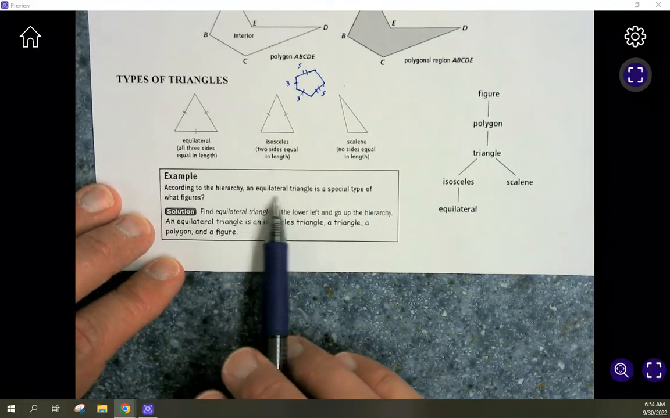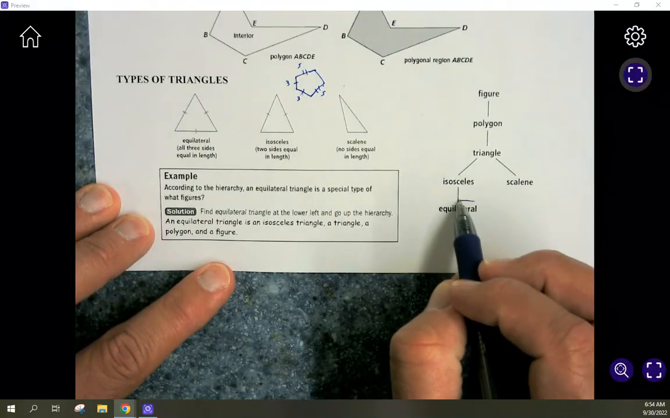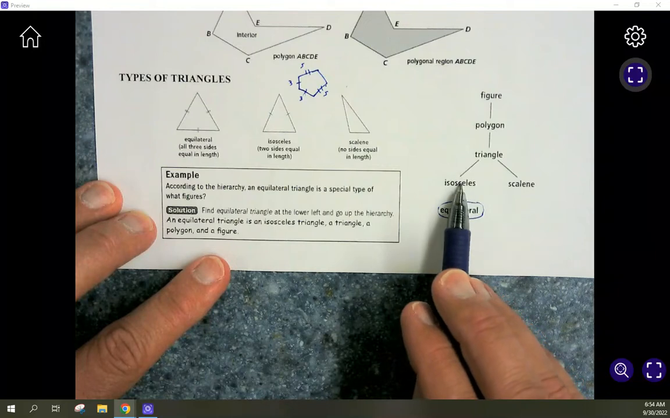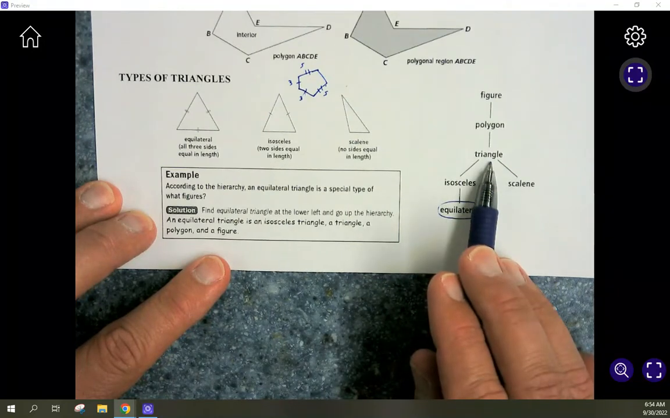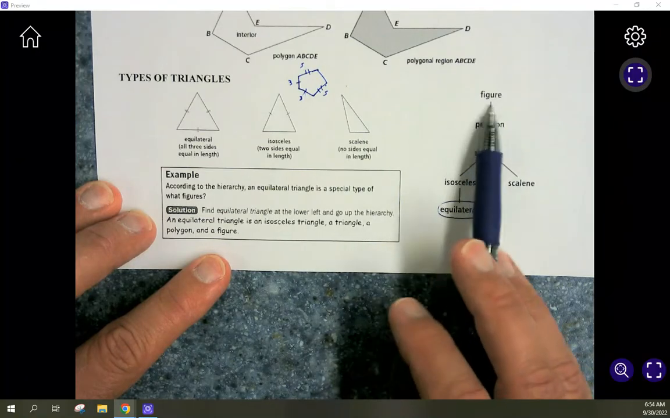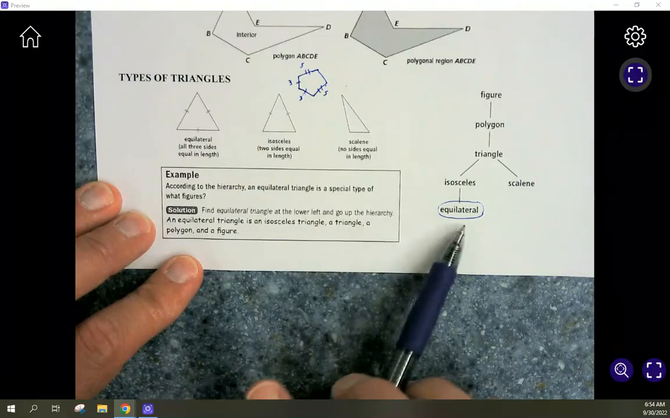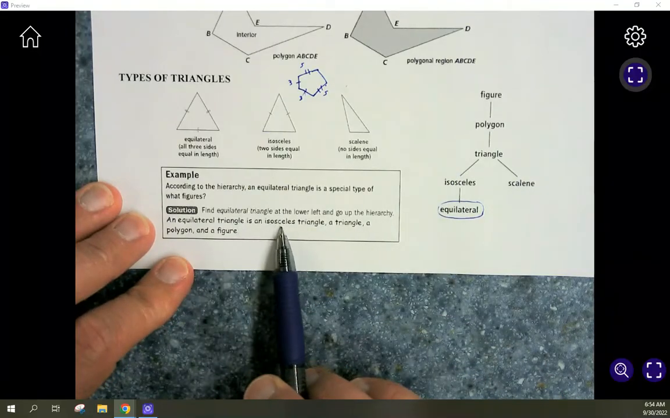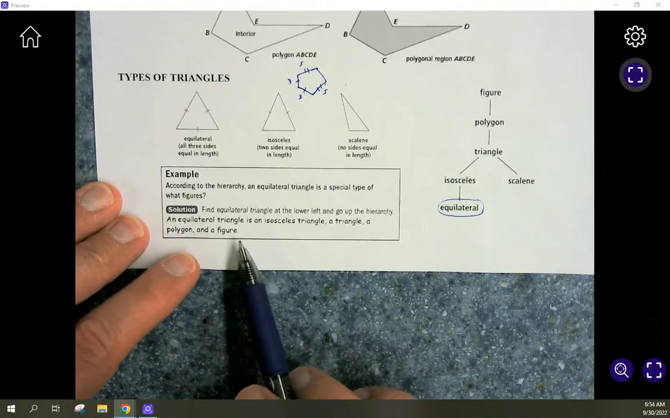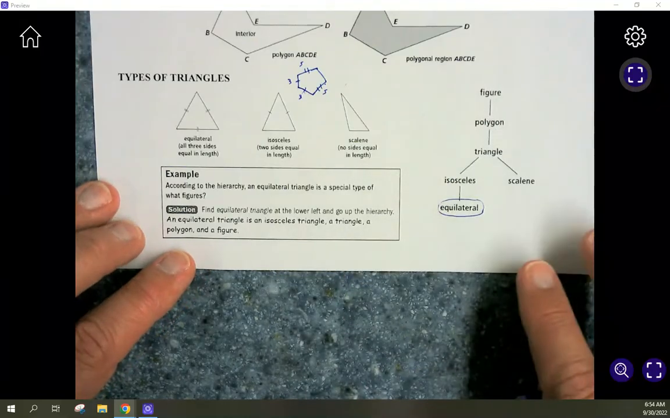According to the hierarchy, an equilateral triangle is a special type of what figures? So equilateral could fall under what categories? Is it isosceles? Yes. Is it a triangle? Yes. Is it a polygon? Yes. Is it a figure? Yes. So when you find an equilateral triangle and you go up on the hierarchy, an equilateral triangle is an isosceles triangle. It's a triangle. It's a polygon, and it's a figure. So we need to know it's a subset of all of those here in the hierarchy.